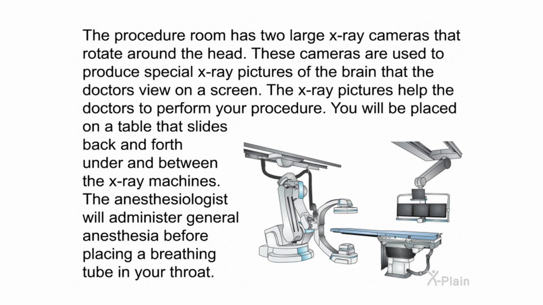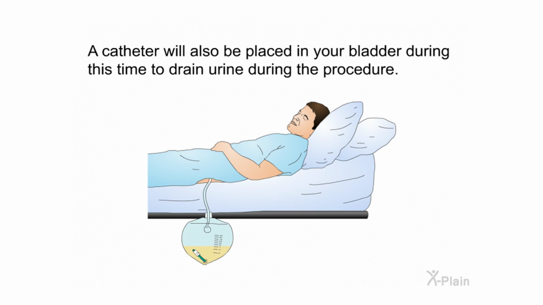The procedure room has 2 large X-ray cameras that rotate around the head. These cameras are used to produce special X-ray pictures of the brain that the doctors view on a screen. The X-ray pictures help the doctors to perform your procedure. You will be placed on a table that slides back and forth under and between the X-ray machines. The anesthesiologist will administer general anesthesia before placing a breathing tube in your throat. A catheter will also be placed in your bladder during this time to drain urine during the procedure.